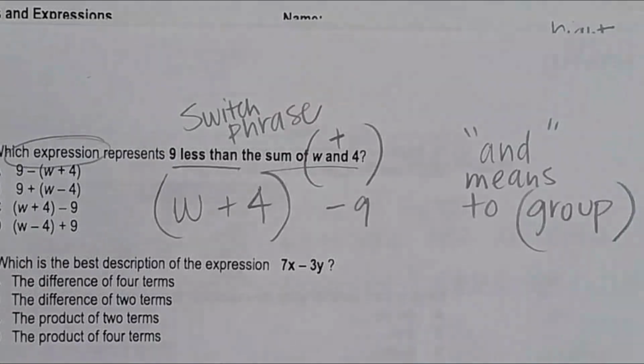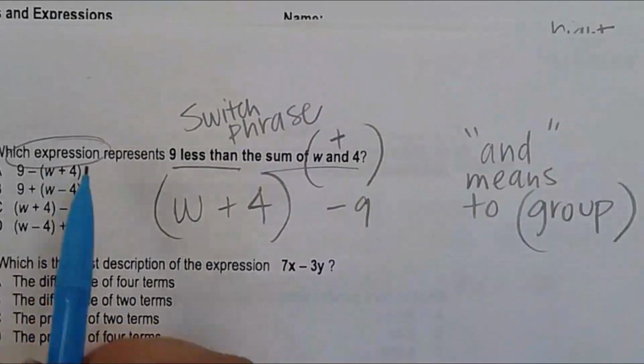Got it? So now that you know that, a lot of you said A was your answer. It's because you forgot less than is a switch. It goes at the end. It goes at the what? End. So what's my answer?